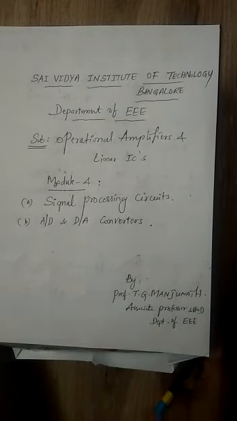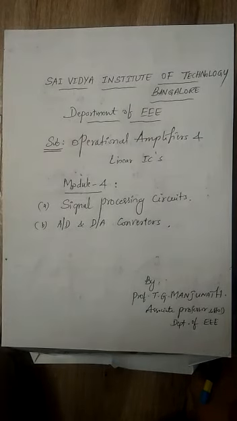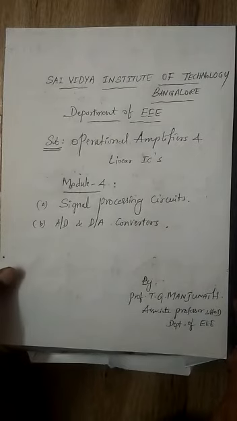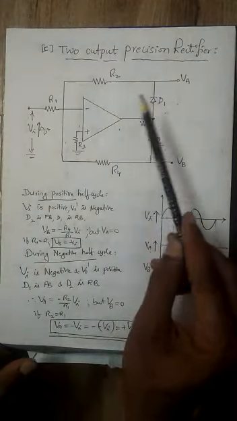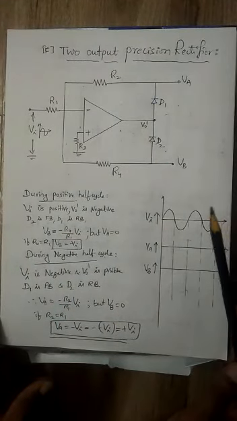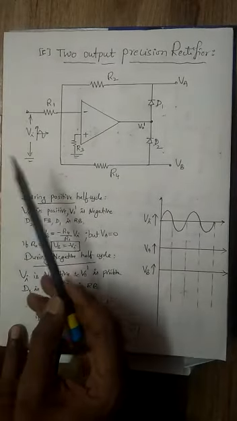Dear students, we have discussed the working of the half-wave rectifier in the previous session. Now let us discuss one more circuit, that is the two-output precision rectifier. In this circuit we can get two outputs. Let us discuss the operation in brief.